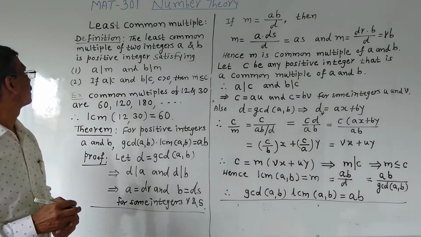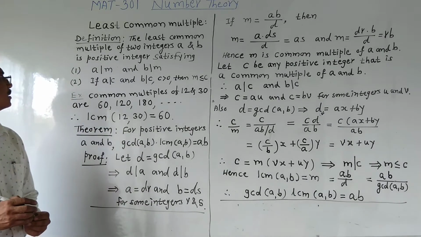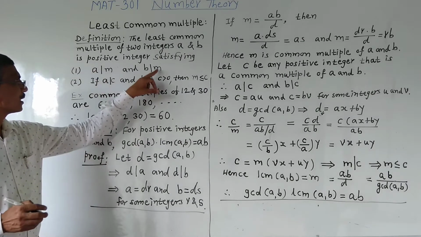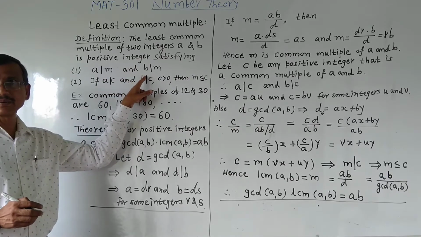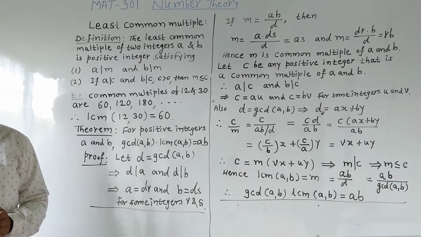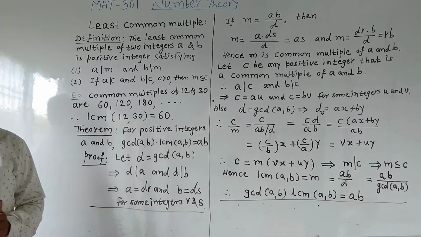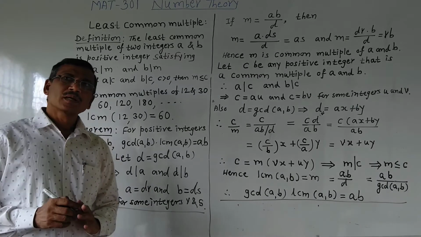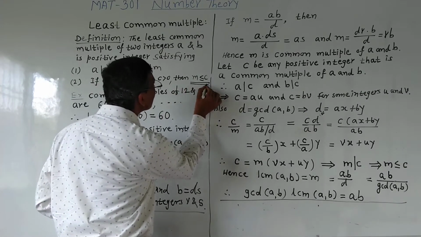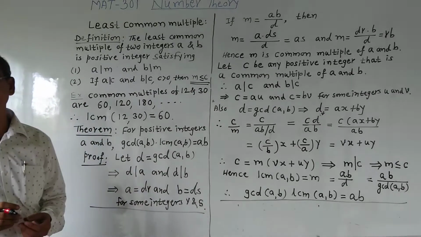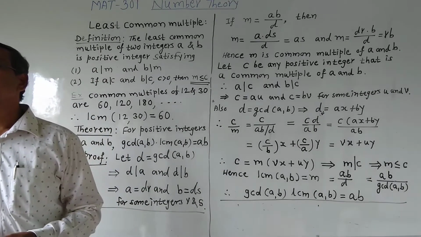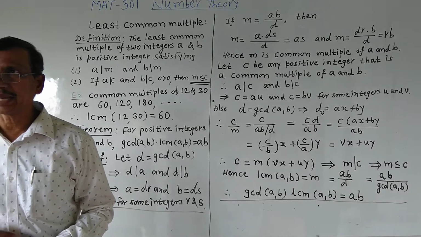c is a common multiple of a and b. Here m is a common multiple of a and b. Second, c is also a common multiple of a and b. Here c is a positive integer greater than 0. Then if this condition is satisfied, m is less than or equal to c, then m is called the least common multiple of a and b.